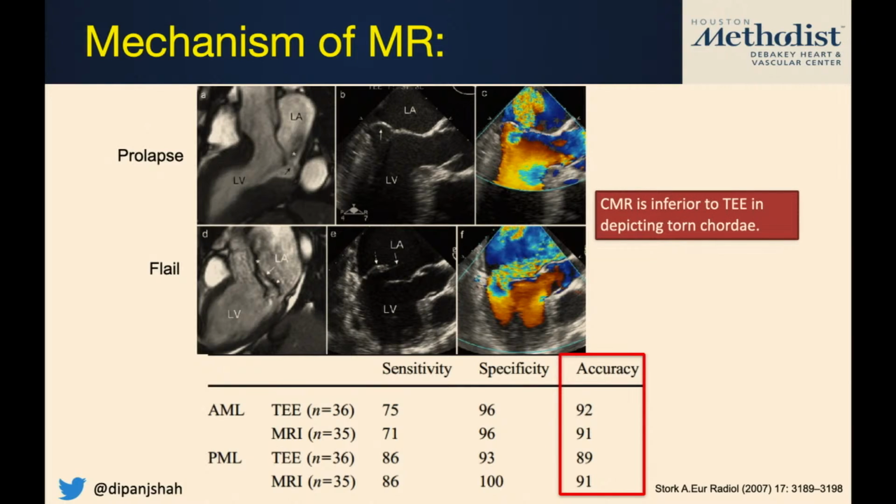But I think it is one thing to keep in mind, which is that CMR is not as good as TEE is for depicting torn chordae. And the reason for that is these are very highly mobile torn chordae, and CMR may have trouble identifying this when most of the images with CMR are acquired actually over multiple cardiac cycles.